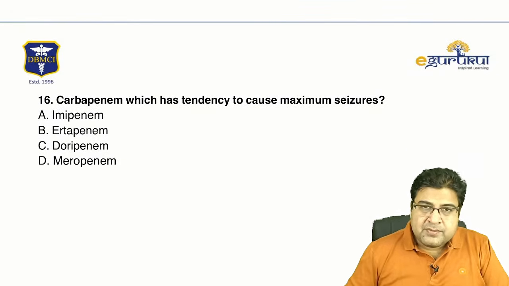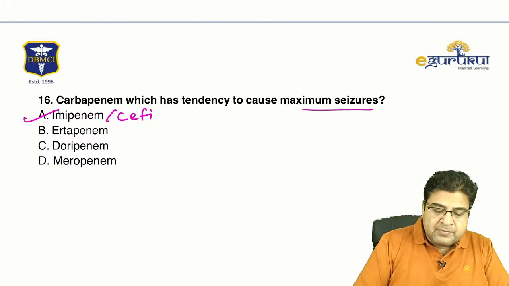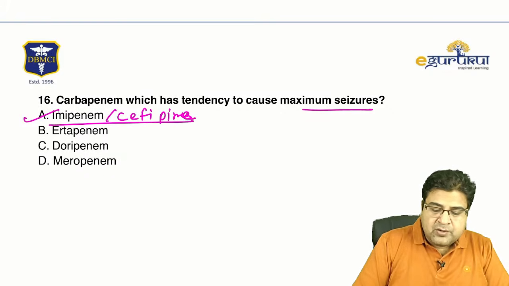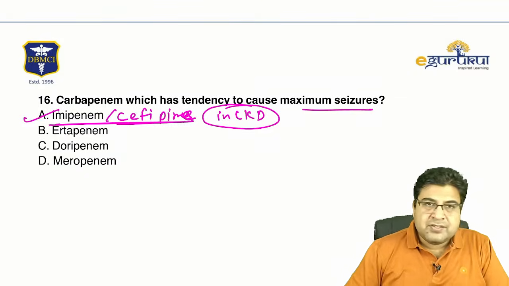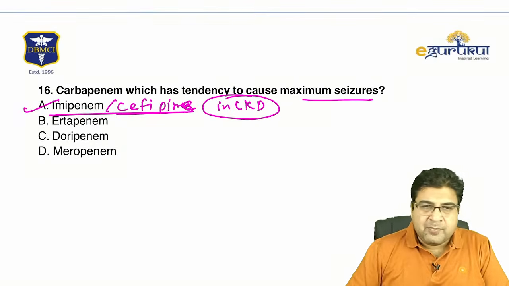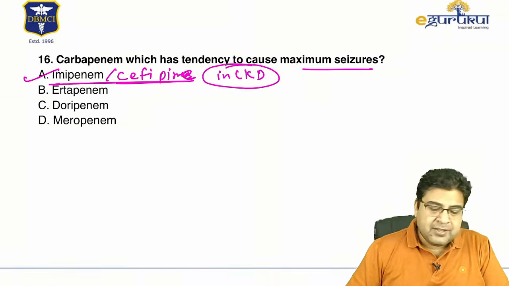Now, carbapenems are the medicines which can cause seizures as a side effect in CKD patients. So there are two beta-lactams which can cause seizures in CKD patients, like cefepime and imipenem. So in CKD patients, imipenem and cefepime are the medicines which can lead to seizures as a side effect. The fact-based question based on antimicrobials. Question 16, answer is A.